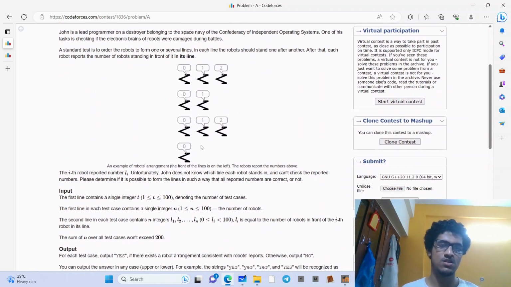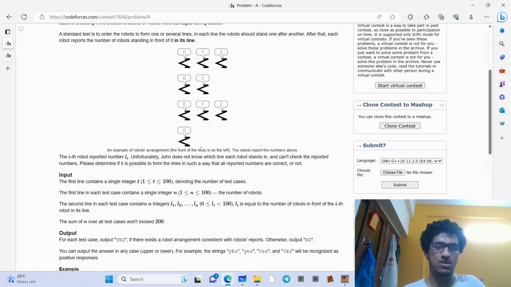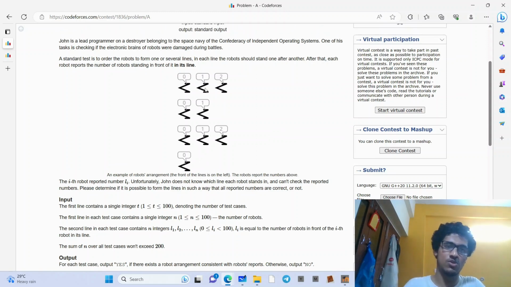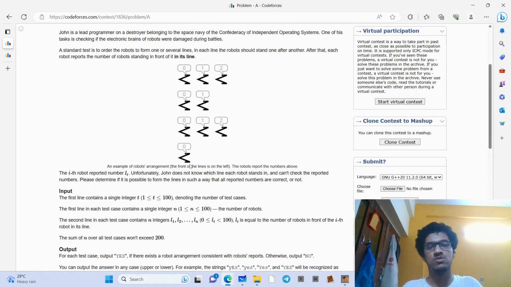Okay, so basically what the question says is that there are n total robots, and these robots are standing in multiple lines, maybe one, maybe more. And in this line, they're standing one after another, and each robot claims the number of robots standing in front of it. So in the example given, this robot claims that there are two people standing in front of it. This one claims one, and so on.